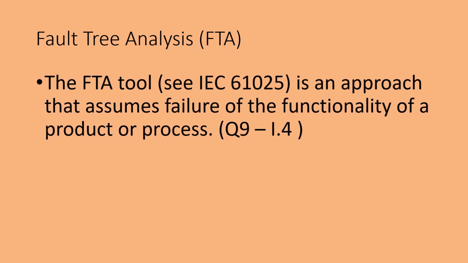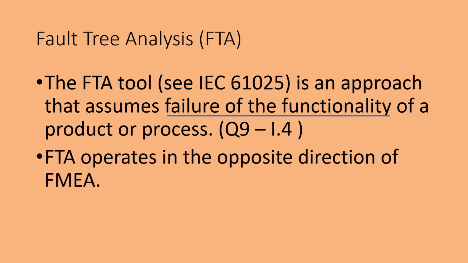Let us see how the FTA, that is the fault tree analysis tool, works. The FTA tool, you can also see the IEC number 61025, is an approach that assumes failure of the functionality of a product or process. So let us examine the FTA tool. It is a failure of a functionality, and FTA operates in the opposite direction of FMEA.